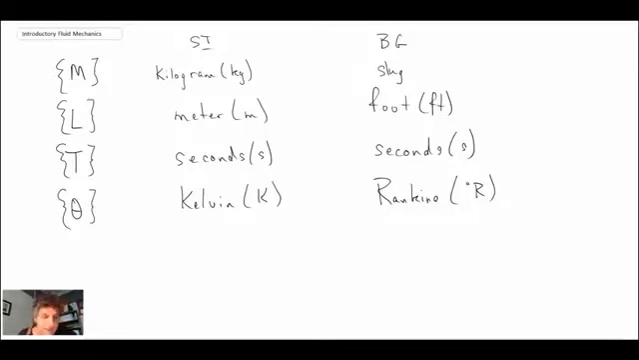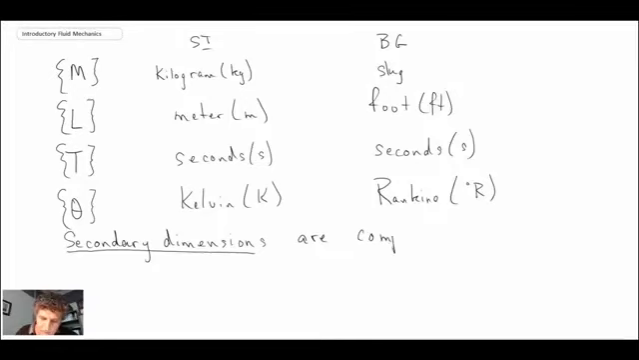So those are our primary dimensions, and then we can express the dimensions for what we call secondary dimensions. And this is a combination of all of the above for whatever it is that we might be looking at quantifying. The secondary dimensions are composed of M, L, T, and theta dimensions. So let's take a look at an example of what I'm talking about.